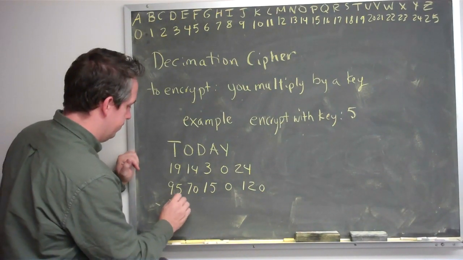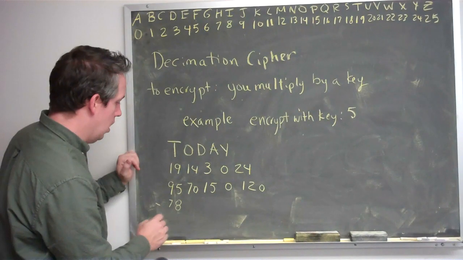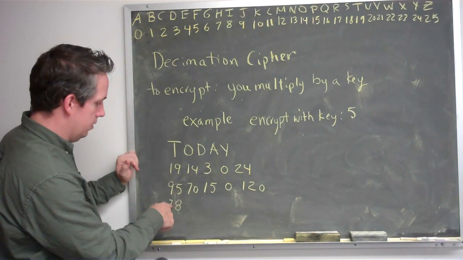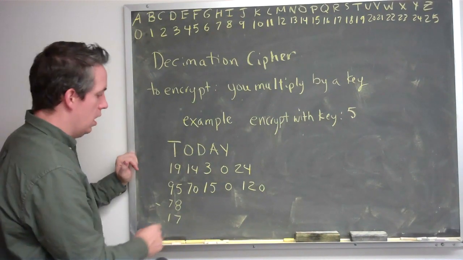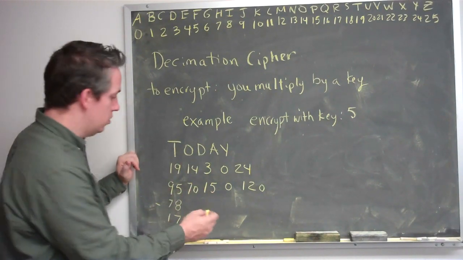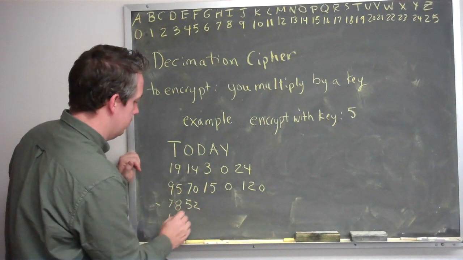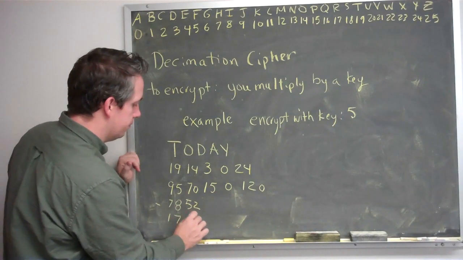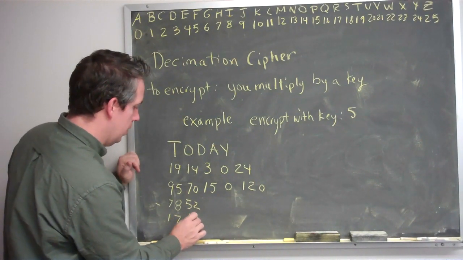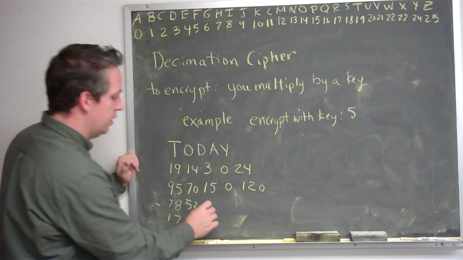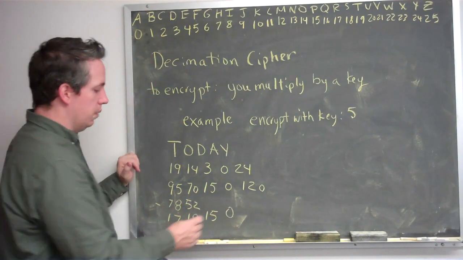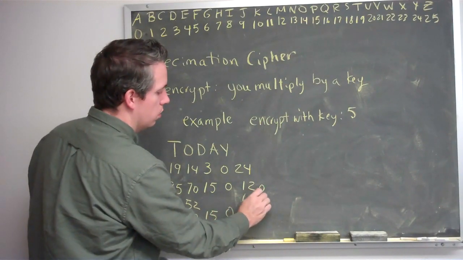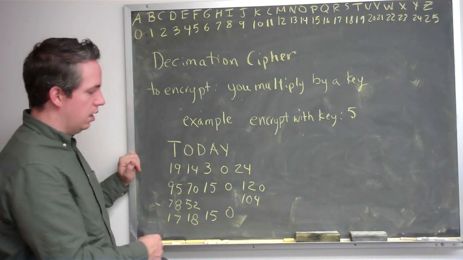Okay. And so what I end up getting is, let's see here, 17. And then 70, I've got to subtract 52, which is a multiple of 26, and I end up getting 18. Sorry, 8. And then 15 is okay. And 0 is okay. And 120, I'm going to subtract 104, which is also a multiple of 26, and I end up getting 16.